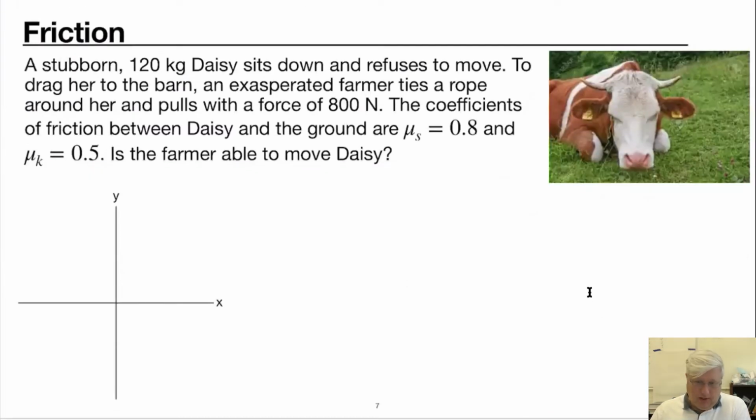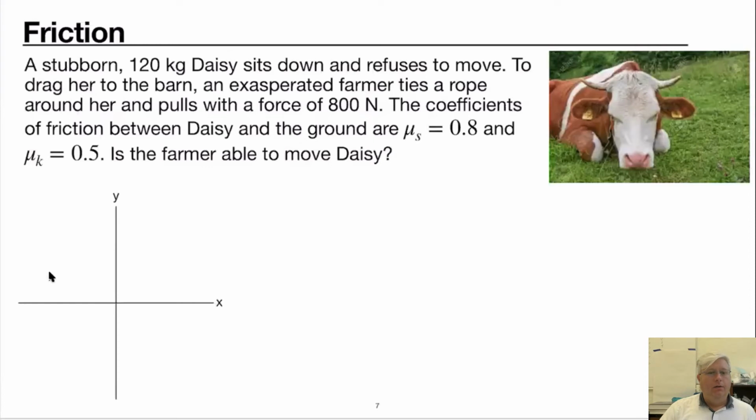Now let's look at another one. We haven't dealt with Daisy in a while. Let's say we have a stubborn 120 kilogram Daisy sitting down and refusing to move. To drag her to the barn, the exasperated farmer ties a rope around her and pulls with a force of 800 newtons. The coefficients of friction between Daisy and the ground are mu s is 0.8 and mu k is 0.5. Is the farmer able to move Daisy?